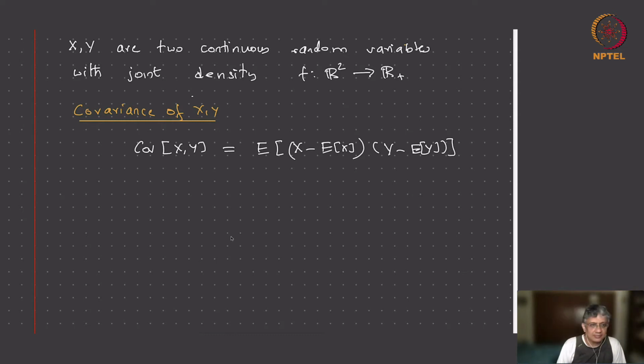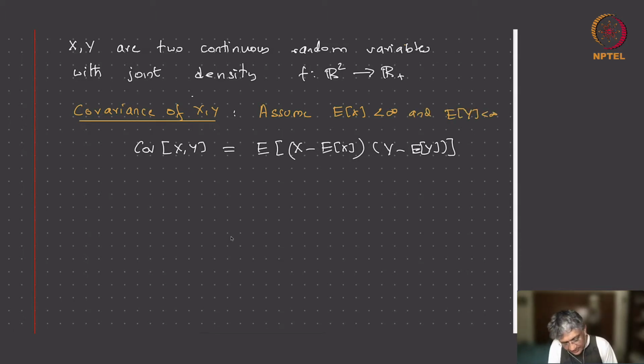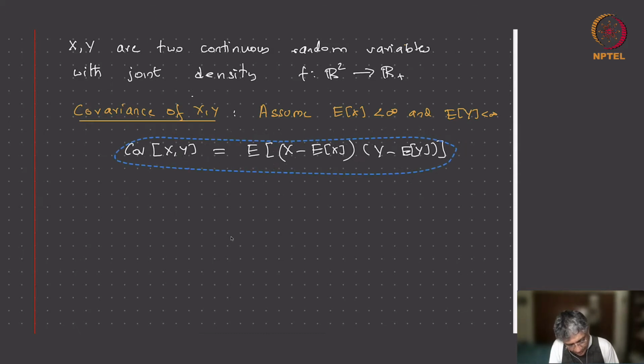Right. Now how do you compute some expression like this? So you know that this is a function of x and y, and then these two are certain numbers, right? And all you have to do is just integrate this function with regard to the joint density. Before we proceed, let's clarify a couple of things. Let's assume that ex is finite and ey also is finite, and we're trying to compute the covariance of x comma y.